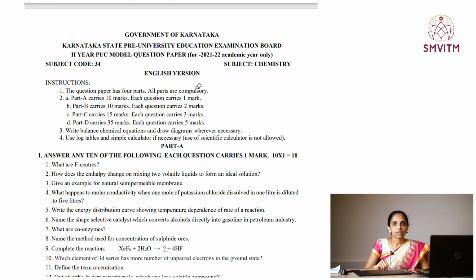In this session, we are going to discuss the question paper pattern, important questions for the annual examination, and also, if the time permits, let us solve the departmental question paper on chemistry. First, I'll begin with the question paper pattern.